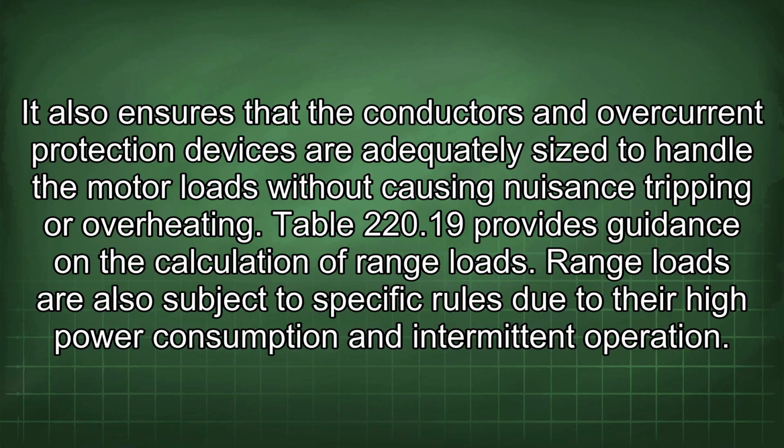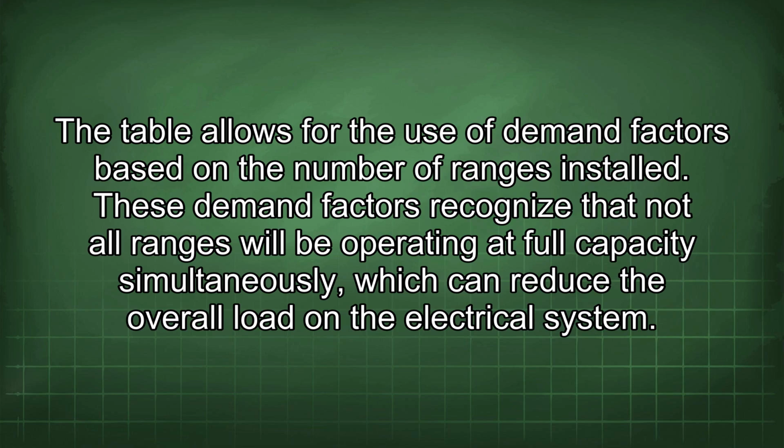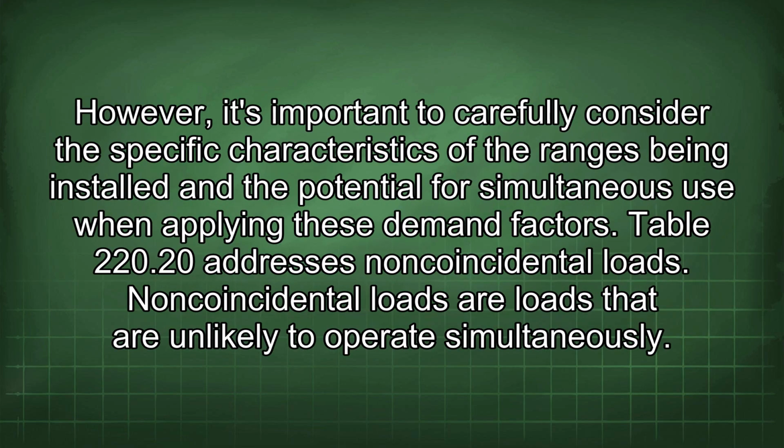Table 220.19 provides guidance on the calculation of range loads. Range loads are also subject to specific rules due to their high power consumption and intermittent operation. The table allows for the use of demand factors based on the number of ranges installed. These demand factors recognize that not all ranges will be operating at full capacity simultaneously, which can reduce the overall load on the electrical system. However, it's important to carefully consider the specific characteristics of the ranges being installed and the potential for simultaneous use when applying these demand factors.